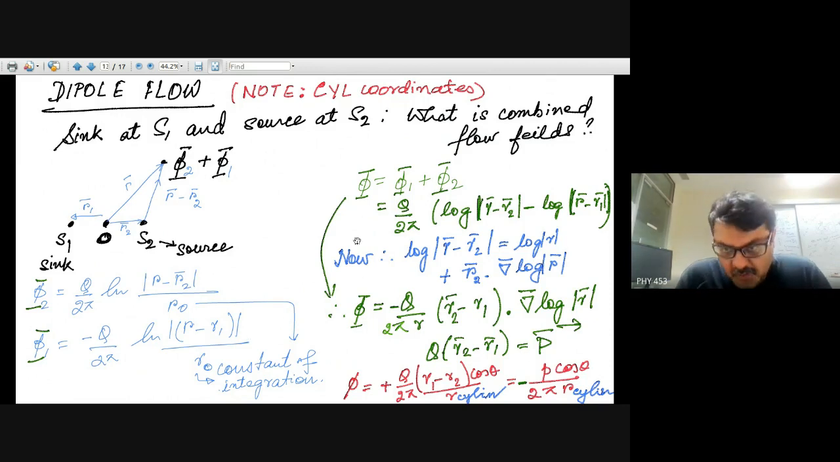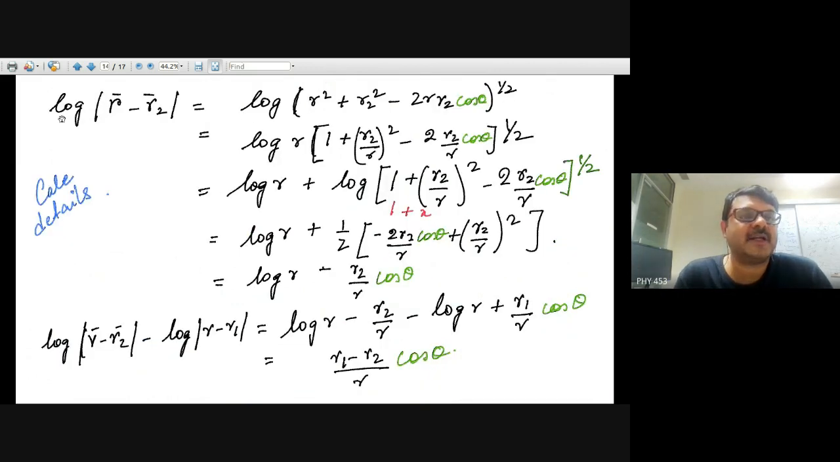Now, the book Physical Hydrodynamics has used such an expression to expand, but I found it a bit inconvenient. So what I did is take log r minus r2.